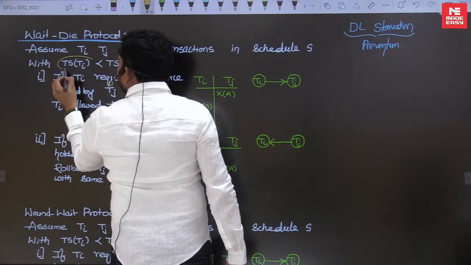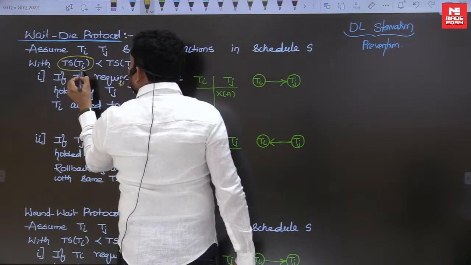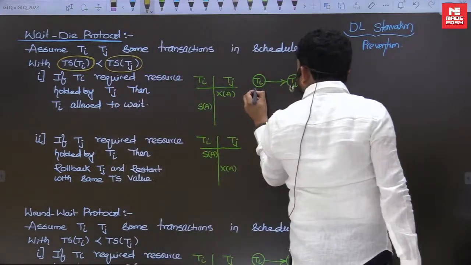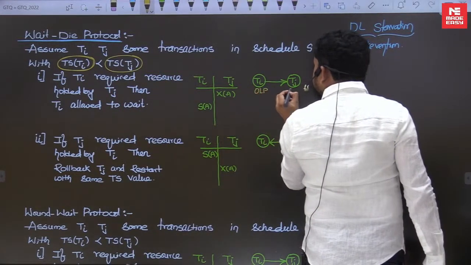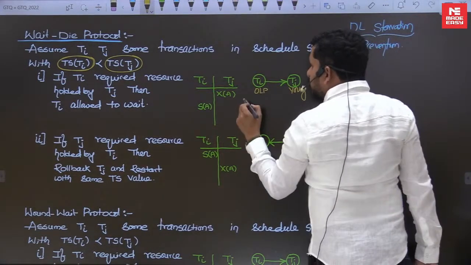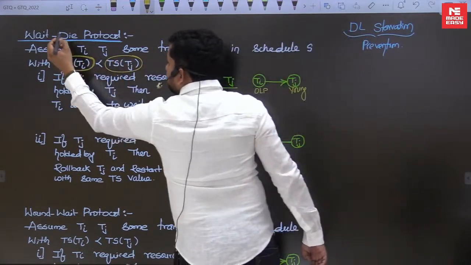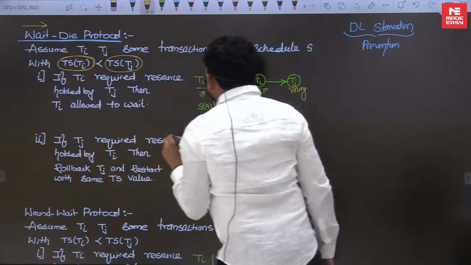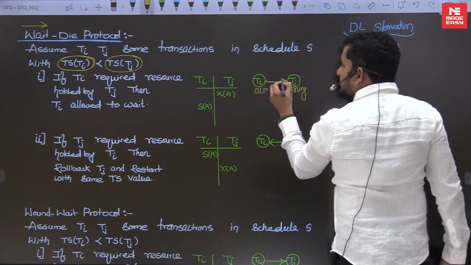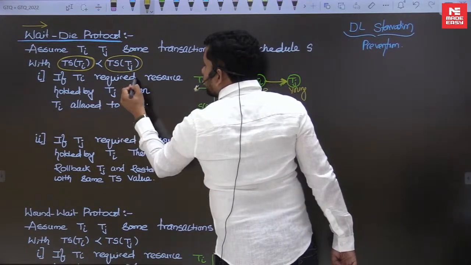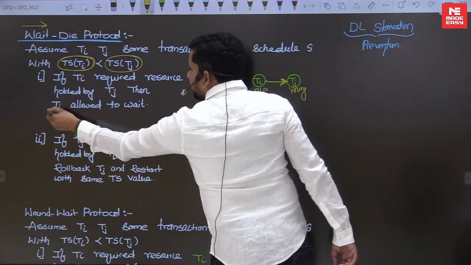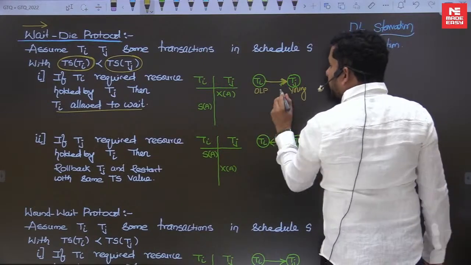If the timestamp value TS of TI is less than that of TJ, it means TI is the older transaction and TJ is the younger transaction. The first term is wait. Here an older transaction is allowed to wait for the younger transaction. If TI, the older transaction, requires resources held by TJ, TI is allowed to wait.